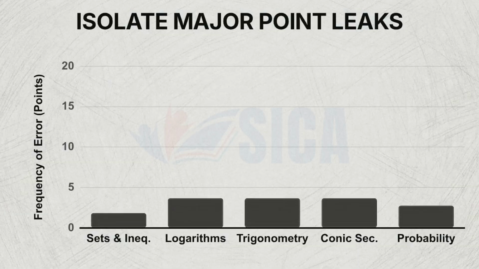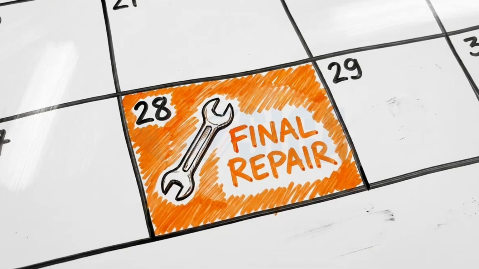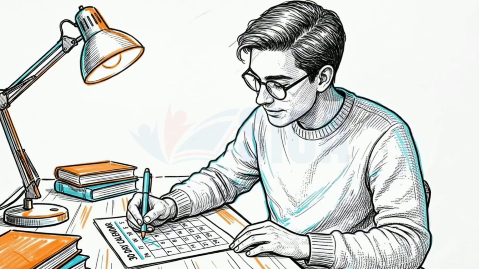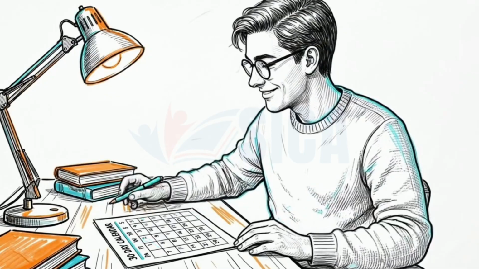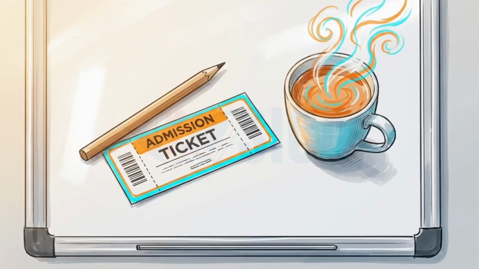Review your data, identify the 2 specific topics costing you the most points, and spend days 28 and 29 repairing those specific weaknesses. Following a defensive, rigidly structured timeline replaces the anxiety of a massive test with a measurable progression of skill. By day 30, last-minute cramming is entirely obsolete.